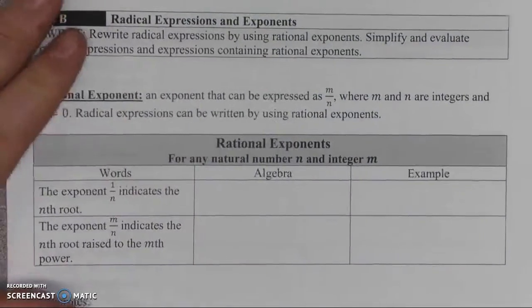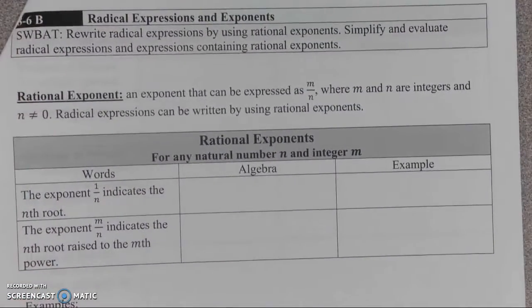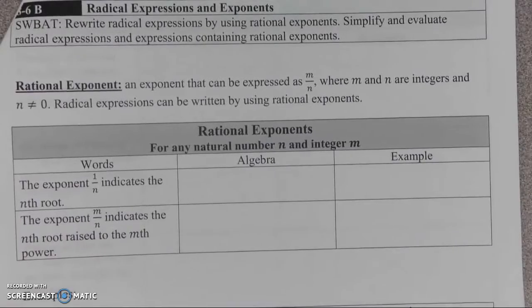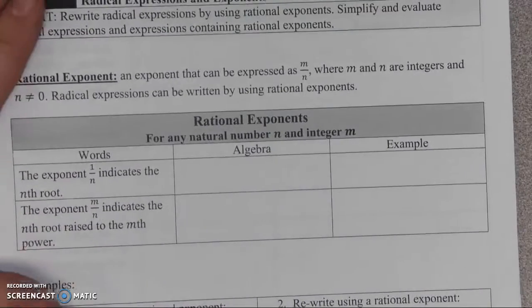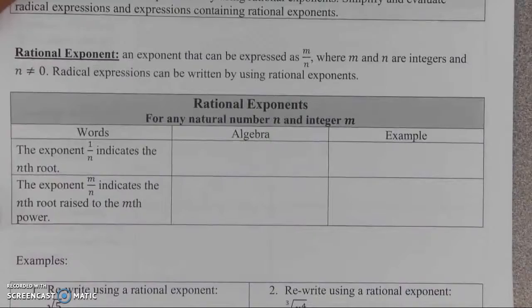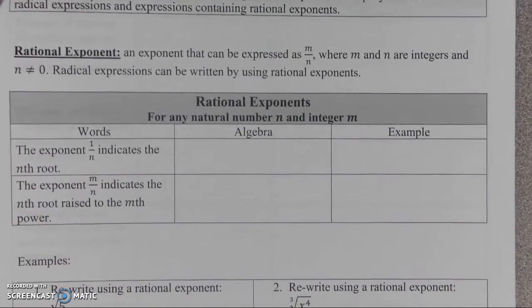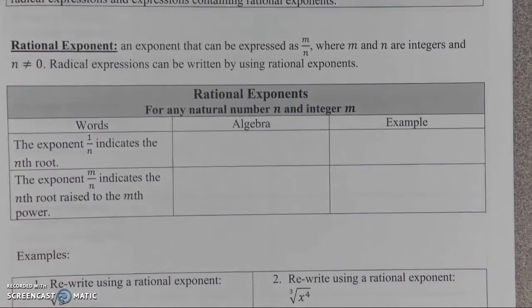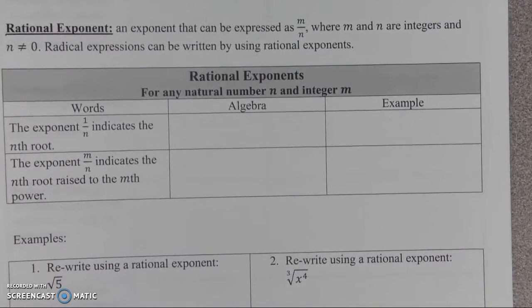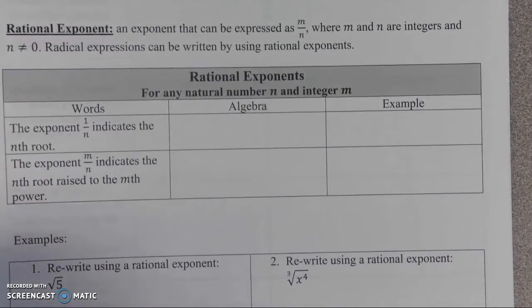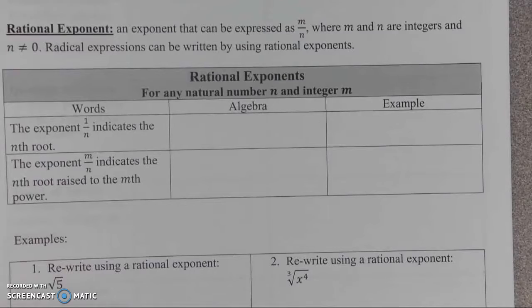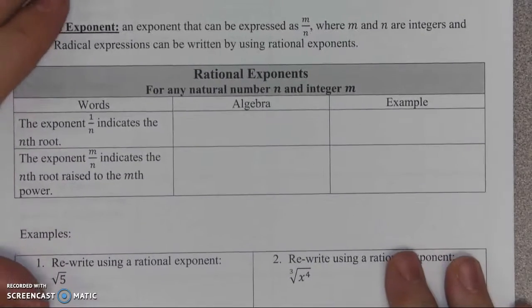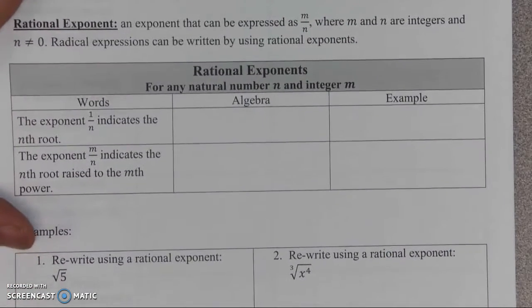Okay, in section 8.6, part 2, we're still working with radicals. Now we're going to take this in a bit of a different direction than we did in the last section. Here we're going to look at rational exponents. A rational exponent is an exponent that can be written as m divided by n, where m and n are integers and n is not equal to 0. Radical expressions can be written by using rational expressions. So we're going to use rational expressions to rewrite radicals.